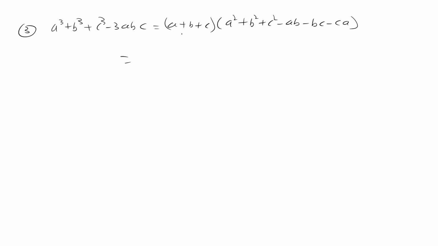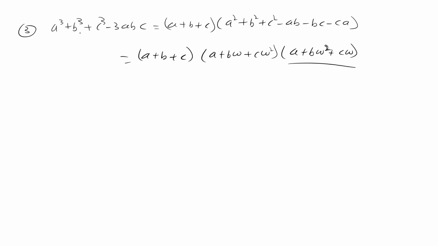So first try to solve this question on your own, and I will just write the final answer. So this is a plus b plus c into a plus b omega plus c omega square and a plus b omega square plus c omega. This is the factorization of a cube plus b cube plus c cube minus 3abc in terms of cube root of unity.